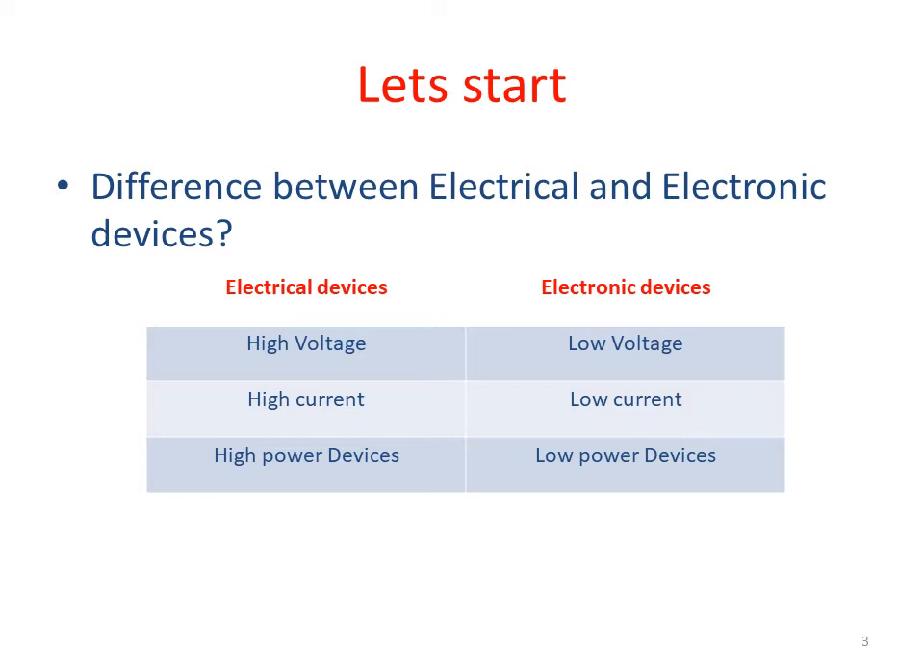An example of an electrical device can be old televisions, the cathode ray tube televisions which used to be much larger in size. And examples of electronic devices can be our monitor, our mobile phone, our tablets, etc.